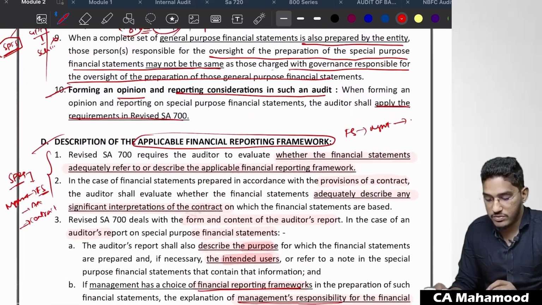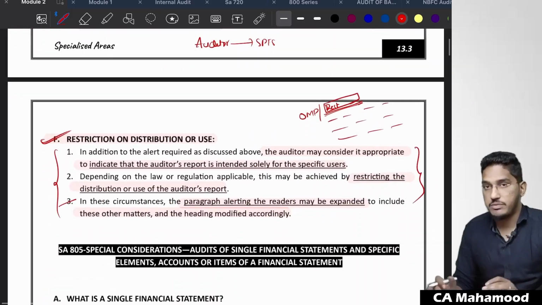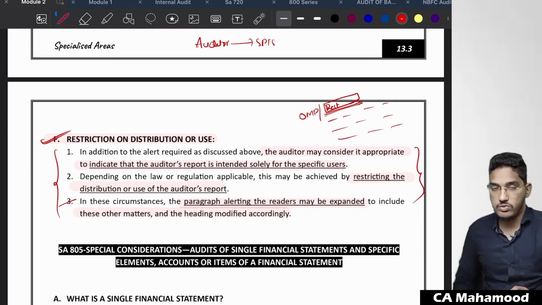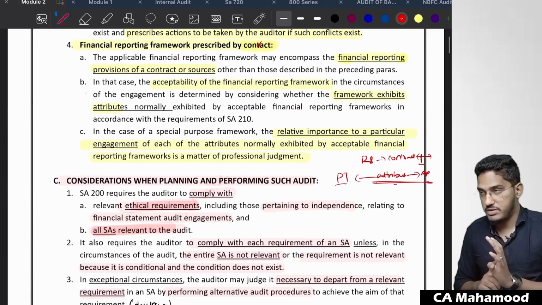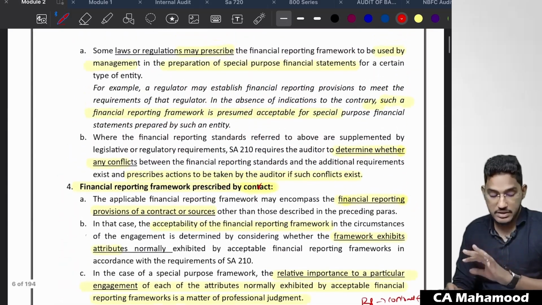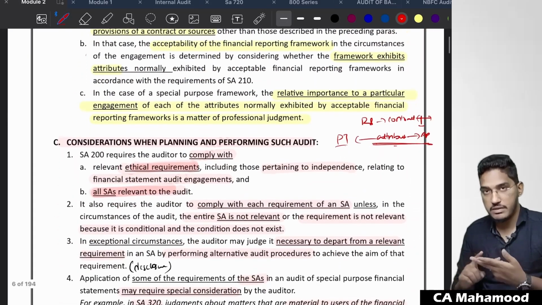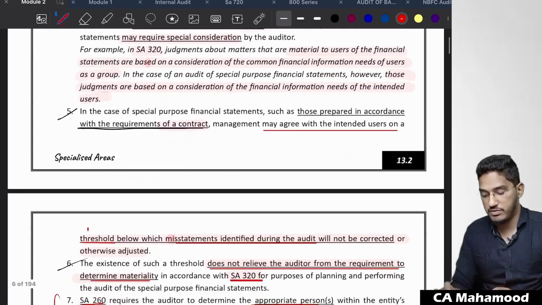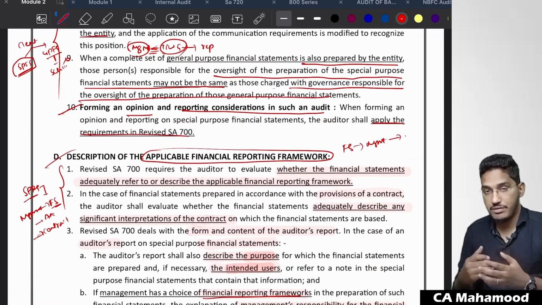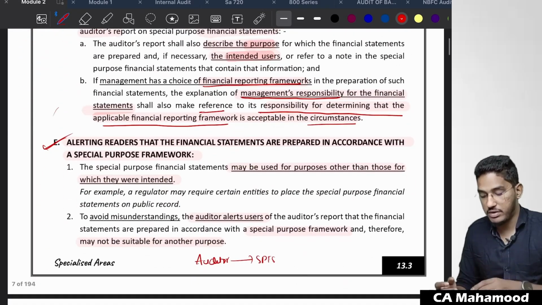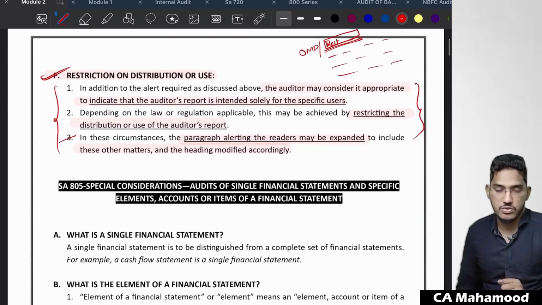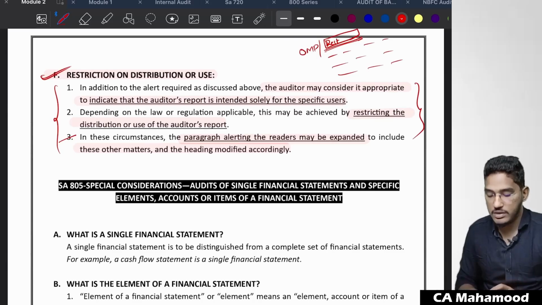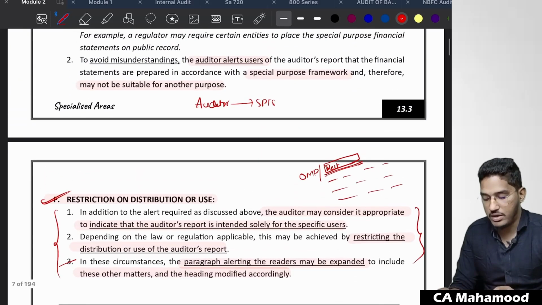Able to understand? This is regarding your reporting requirements. Hope you are able to understand the standard in a practical manner. This is a very interesting standard. In the standard, first we understood the meaning of the special purpose framework. Then we understood what considerations you have to keep in mind while accepting such engagements, and when planning and performing such an audit. Then we also saw your specific reporting requirements: the description of the applicable financial reporting framework, alerting the readers of the financial statements and audit report, and restricting the distribution and usage of that report. Clear? This is what we have to keep in mind while reading SA 800.